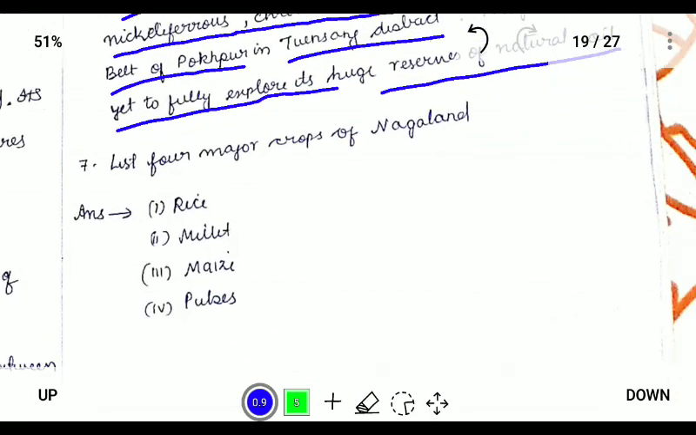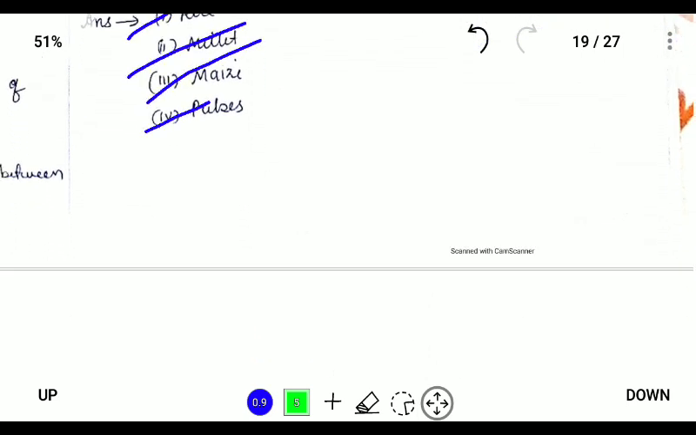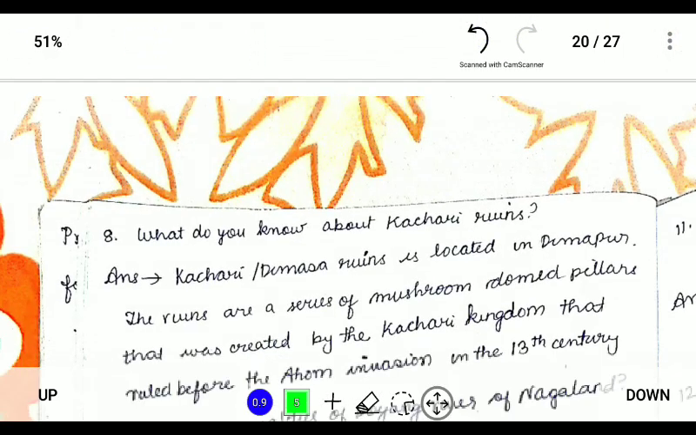Next, list any 4 major crops of Nagaland. Rice, millet, maize, and pulses are the 4 major crops of Nagaland. You can also write different crops such as horticulture crops like oranges and passion fruit, etc.